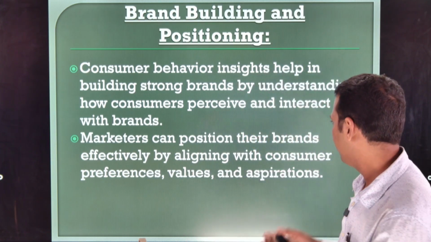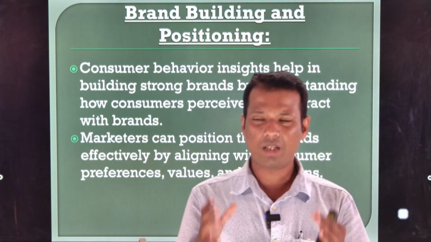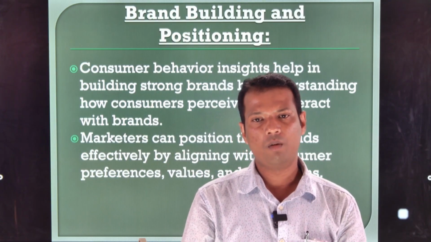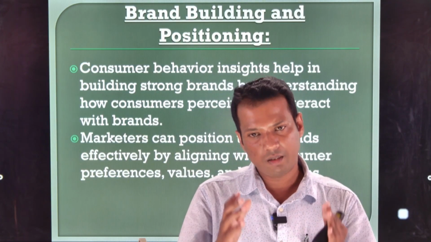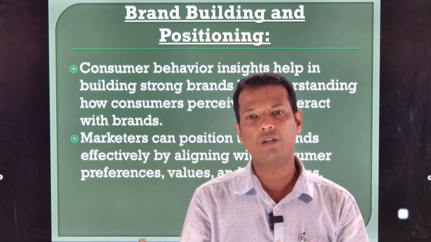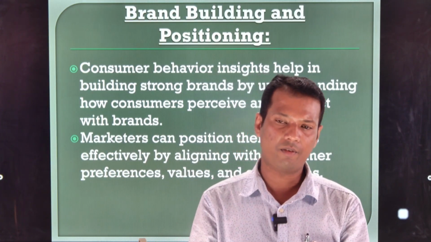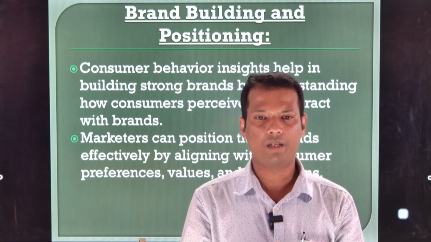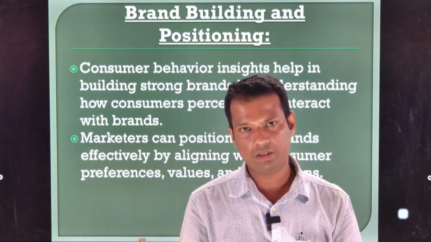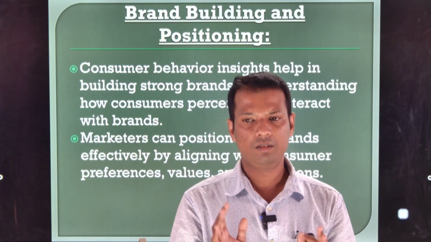So marketers can position their brand effectively by aligning with the consumer's preferences, values, and aspirations. What are the aspirations of the consumer? What are the preferences of the consumer? Which things do they value more? What are the values and norms which they take into consideration? That is very important, so that marketing professionals can align their products with the consumers' preferences. So this is all about brand building and positioning, which is a very important aspect in marketing management.